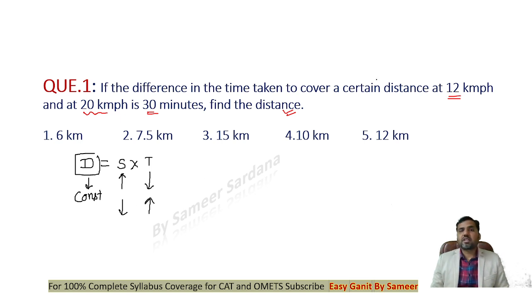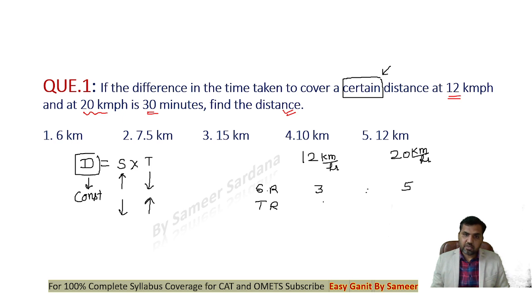Now in this question you can say that distance traveled is constant, right? It's a certain distance that is traveled. So in both of the speeds, distance traveled is constant. You see that first you have a speed of 12 km per hour to travel a constant distance, and the same distance is then traveled at a speed of 20 km per hour. You see that the speed ratio here is 3:5. Then can I say the time ratio would be 5:3. Why? Because it's inversely proportional to speed.